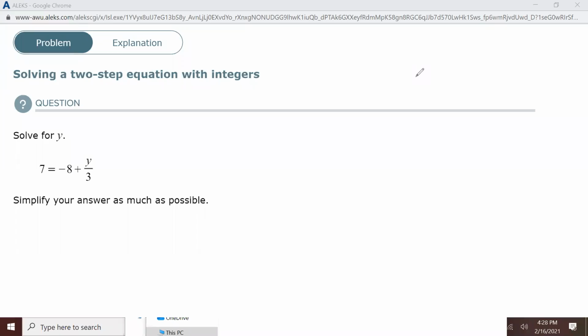On this type of equation, we need to first get rid of the fraction. Or we could move the 8 away from the y first. Either way will work. Maybe we should just move the 8 first. So that would look like this. I could add 8 to both sides of the equation. Minus 8 plus 8, those cancel. And on the left side, I'm left with 15. On the right side, y over 3.